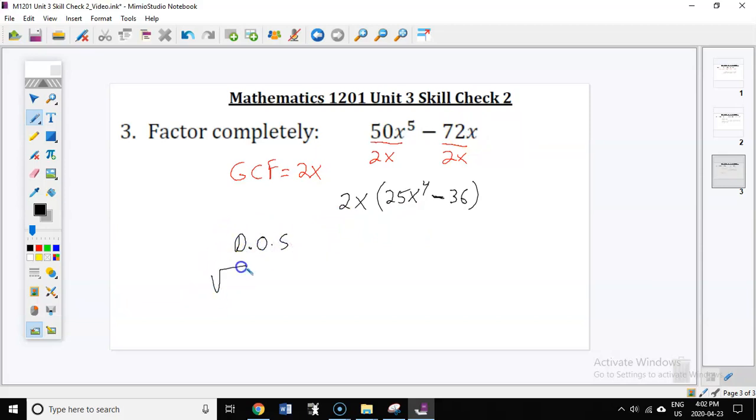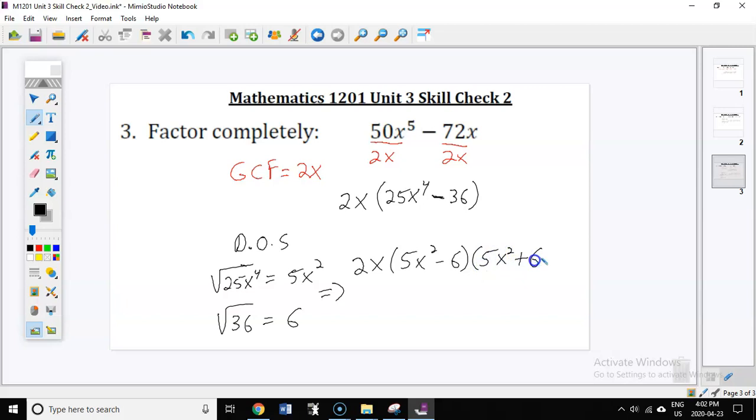We take the square root of the first term, which is 25x4. So that gives me 5x squared. And we take the square root of the second term, which is 6. So now what we have to do is leave the 2x where it is because it's part of our answer. And then this subtraction bracket becomes 5x squared minus 6 and 5x squared plus 6.